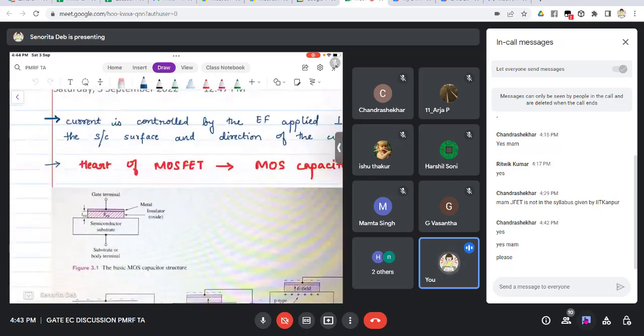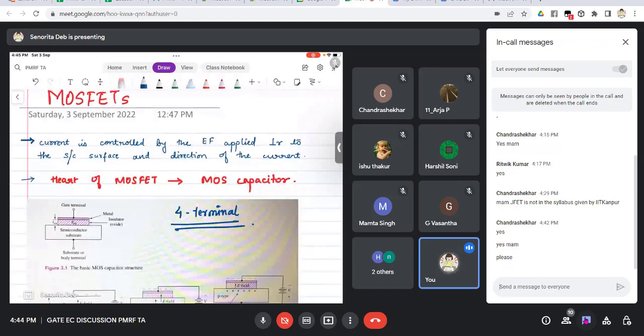The terminal that is connected to the metal is the gate terminal. Then there is this insulator which is mentioned as oxide, and there is this semiconductor which is the substrate. This is also called the body terminal. So MOSFET is basically a 4-terminal device. Remember this: the operation can be controlled with the body terminal also. The current is controlled by the electric field applied perpendicular to the semiconductor surface and the direction of current. This is just the same as JFET, where the current is also controlled by the electric field applied perpendicular to the semiconductor.